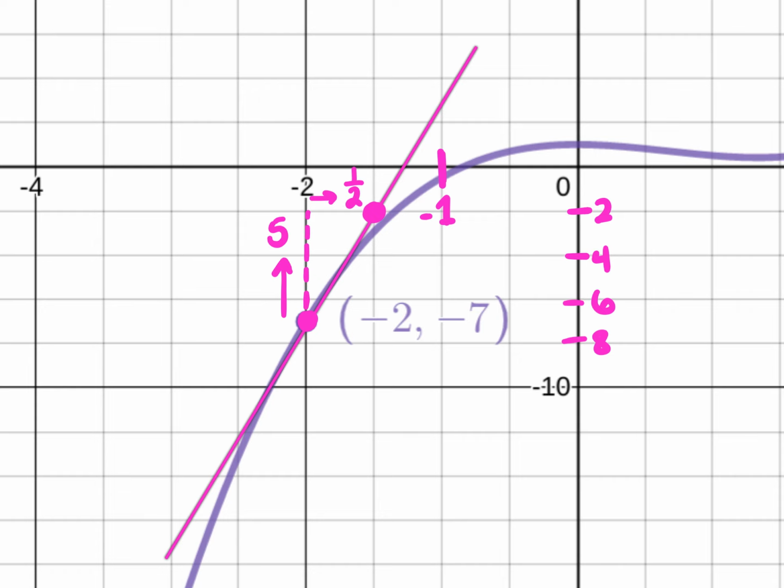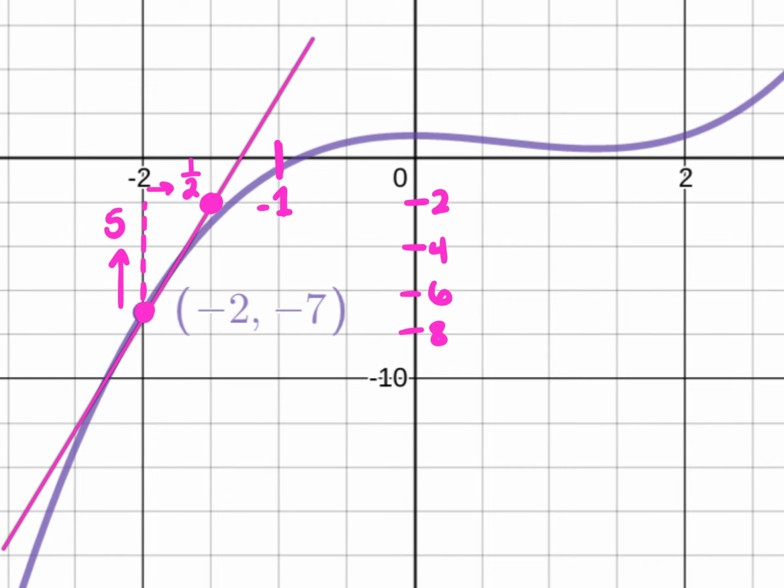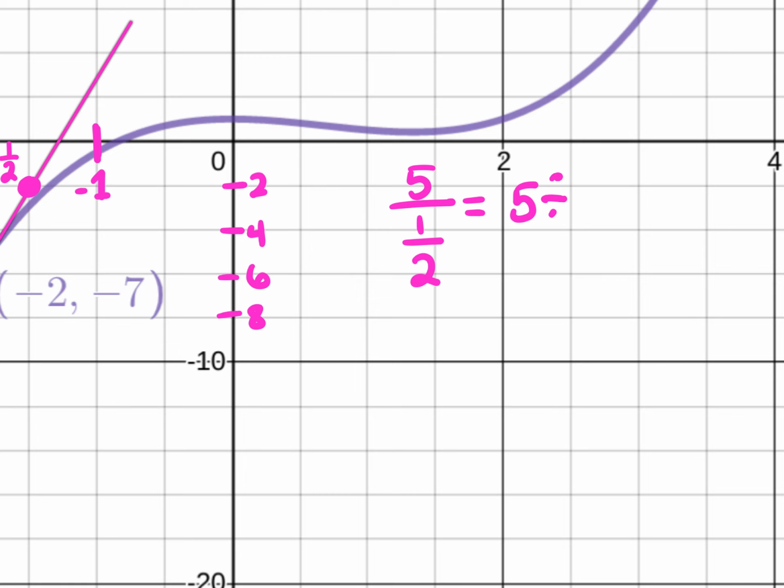All right, so I get a slope that's going to be something to the effect of 5 over 1/2. Now, earlier I mentioned we don't want our fractions to be kind of funky looking like that. So let's think about how I could rewrite that. We know how to take care of a fraction over a fraction. So let's write this as 5 divided by 1/2. When I divide by a fraction, that's the same as multiplying by the reciprocal. So I get a slope of 10.